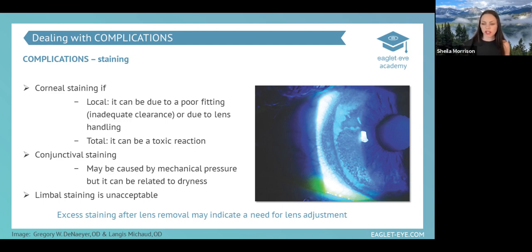Toxicity looks more like in this picture, where it's almost global. It'll go across the whole cornea, superficial in little spots. And that is a sign of a toxicity reaction that would be no different than if a patient was not wearing a contact lens. And so again, staining can be a complication that we see quite often that we certainly need to manage.